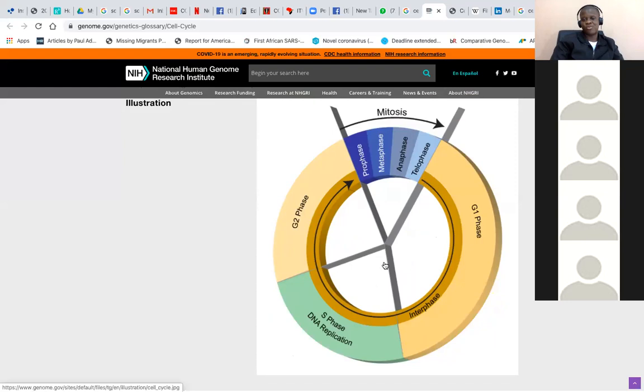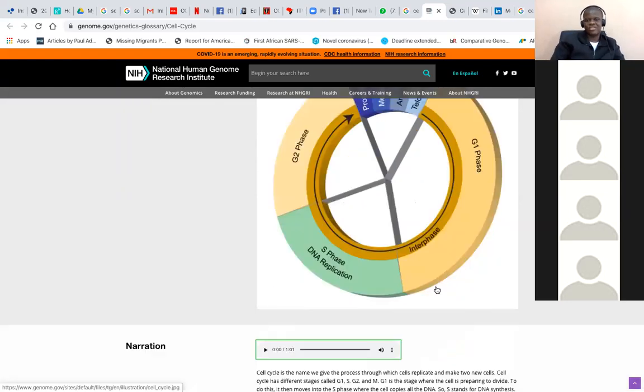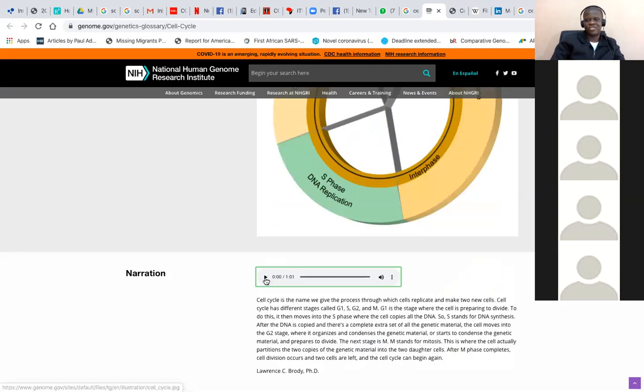When you are describing your mitosis, some of you will say that interphase is the first stage followed by prophase. But you can see from this illustration that interphase is part of one cell cycle.